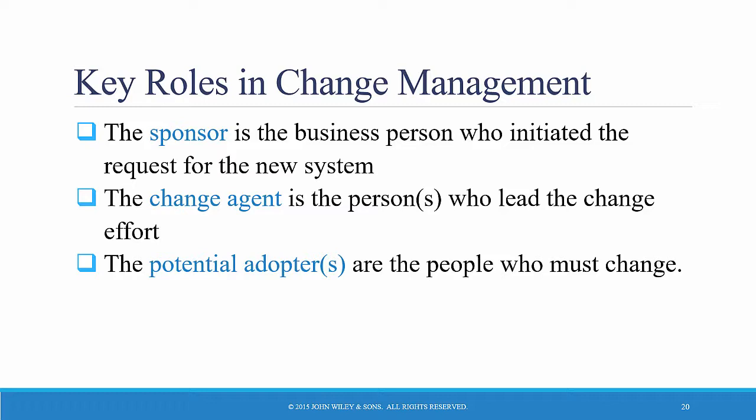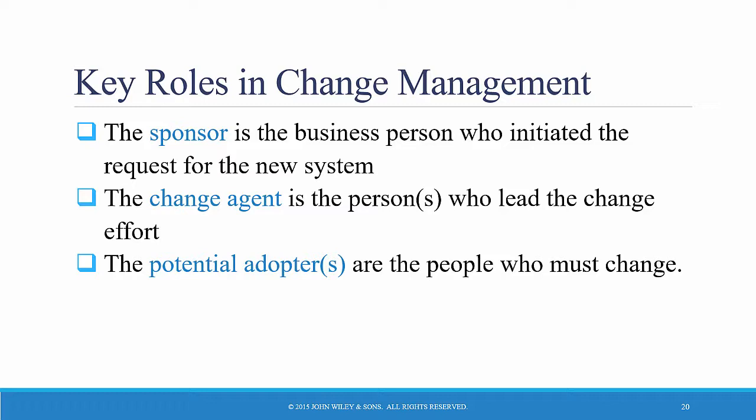The change agent is usually someone outside of the business unit adopting the system and therefore has no direct management authority over the potential adopters. Thus, he or she has less credibility than do the sponsor and other members of the business unit. Once the system has been installed, the change agent usually leaves and thus has no ongoing impact.